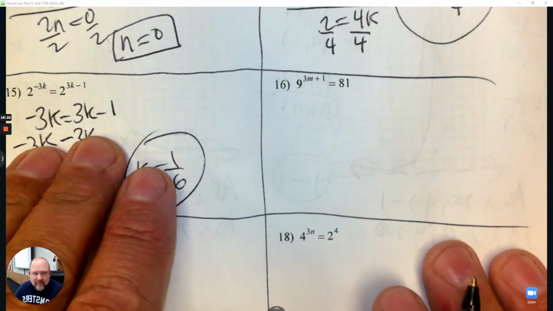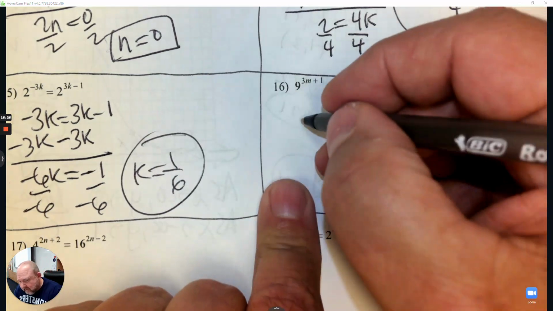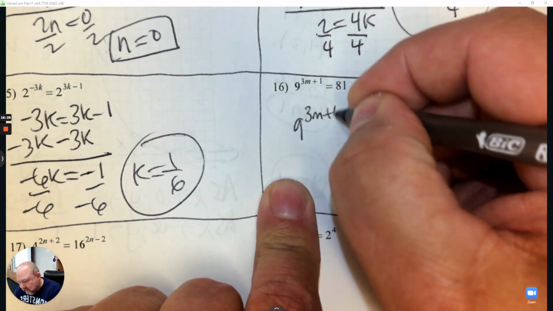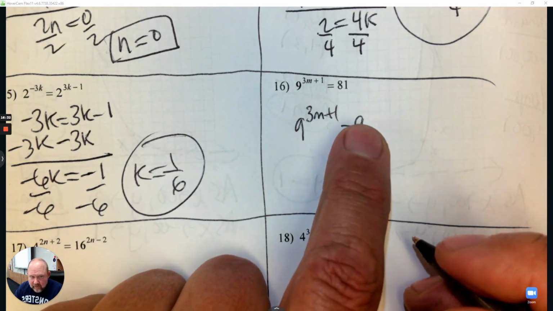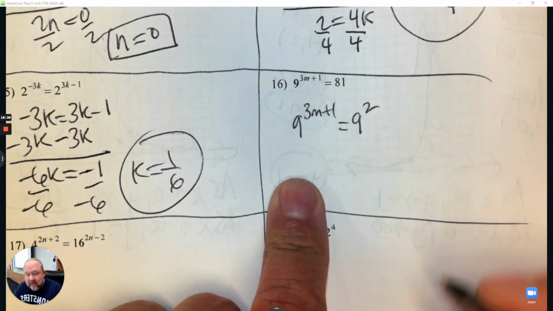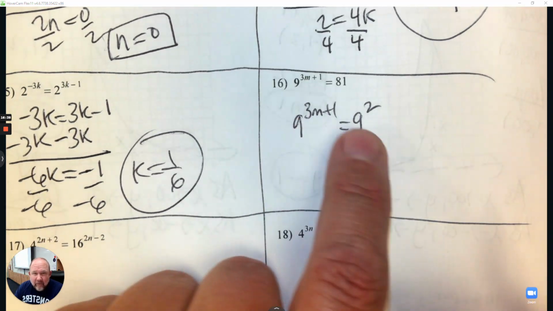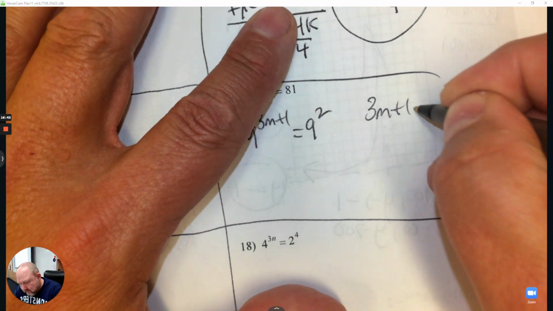All right, number 16. These bases are not the same. So I need to have the math ability to change the number 81 so it has the same base. So 9 to what exponent is equal to 81? That's what I need to know. So that's the math I need. Now the bases are the same. Make the exponents equal to each other and solve it.